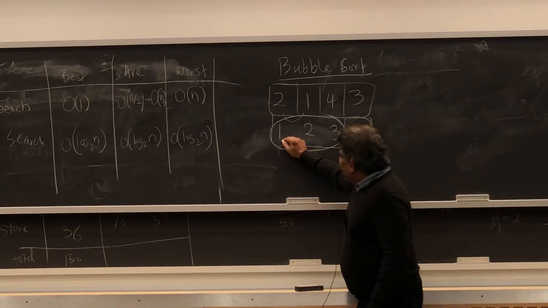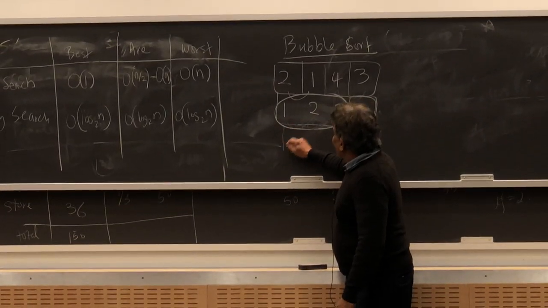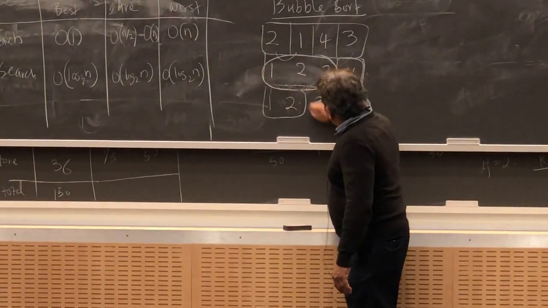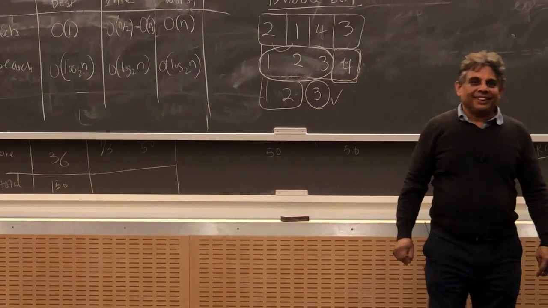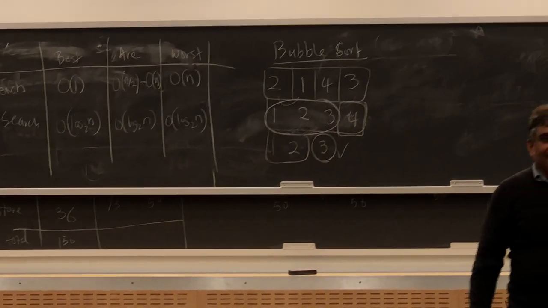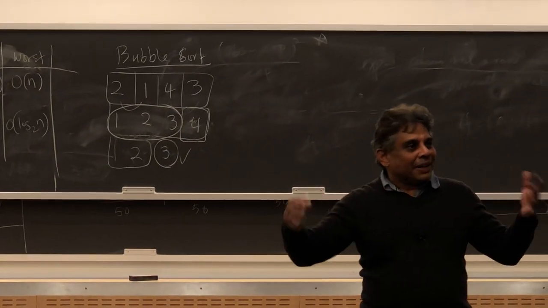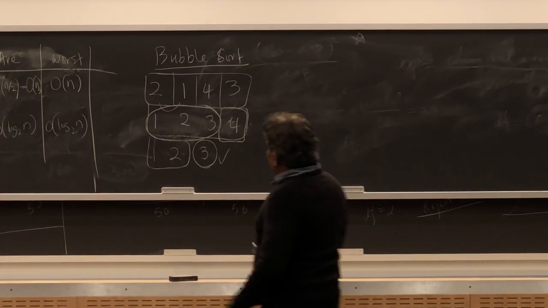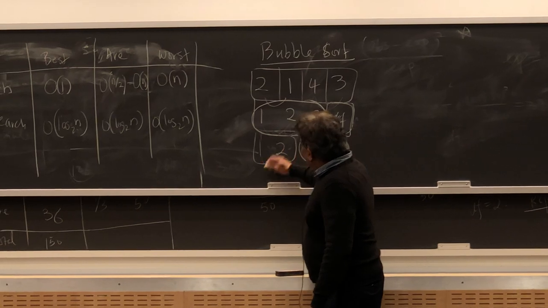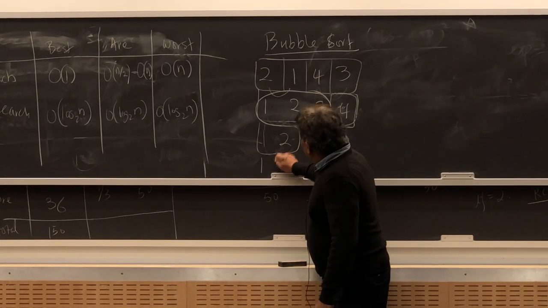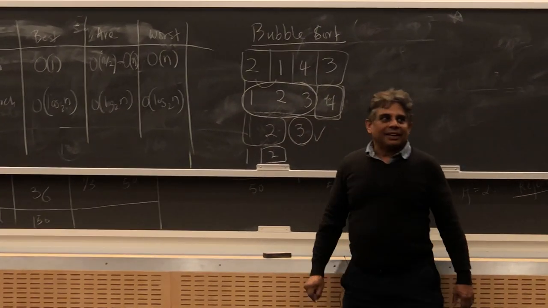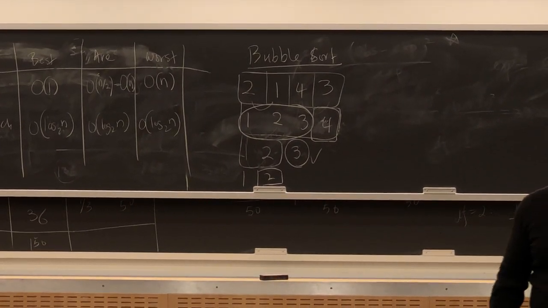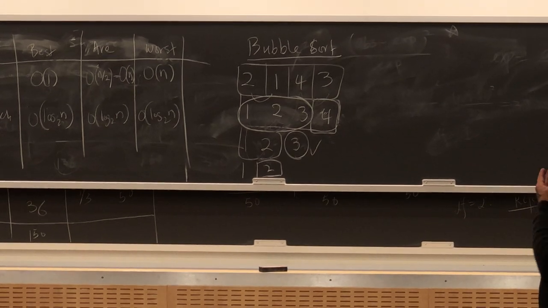So after that, you only have to focus on this. Now you compare the two things, that's fine. Compare these things, that's fine. So now we say, after that, this is in the right place. Guaranteed, right? In this case, I really didn't do anything, but it's guaranteed to be in the right place. And if I keep doing it, the next one, I compare, and then I'm done. So at this point, the 2 is in the right place. So the largest one of the array is in the right place.